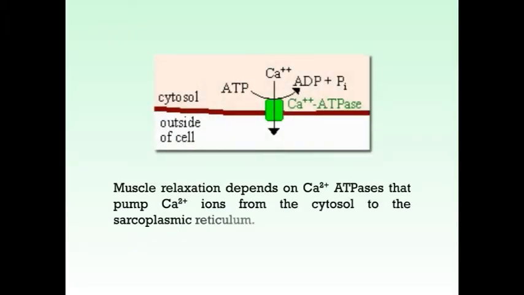The resultant sodium and potassium gradients are essential for regulation of enzymes required for protein synthesis, as an energy source for a variety of secondary active transport processes, and to conduct electric signals rapidly and efficiently in nerve cells. Muscle relaxation depends on calcium ATPases that pump calcium ions from the cytosol to the sarcoplasmic reticulum.